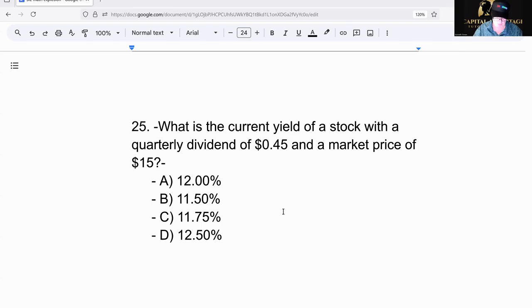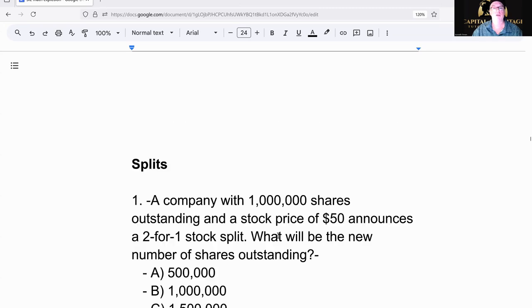What is the current yield of a quarterly dividend? 0.45 times 4 equals 1.8, divided by 15. 0.45 times 4 equals 1.8, divided by 1.5. 12%. Boom, there it is. Not too shabby, people. What are we on to now?